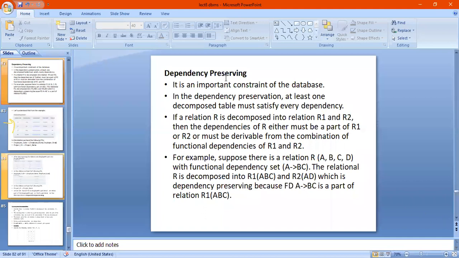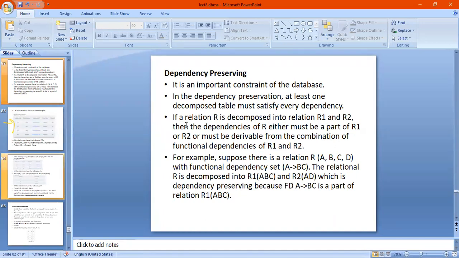Next, dependency preserving. It is an important constraint of the database. In dependency preservation, at least one decomposed table must satisfy every dependency. If the relation R is decomposed into relations R1 and R2, then the dependency of R must either be a part of R1 or R2, or must be derived from the combination of functional dependencies of R1 and R2.